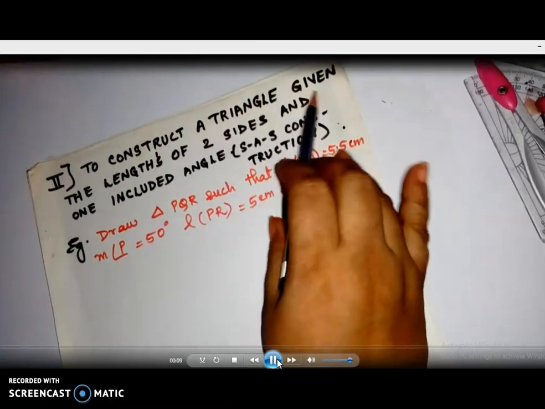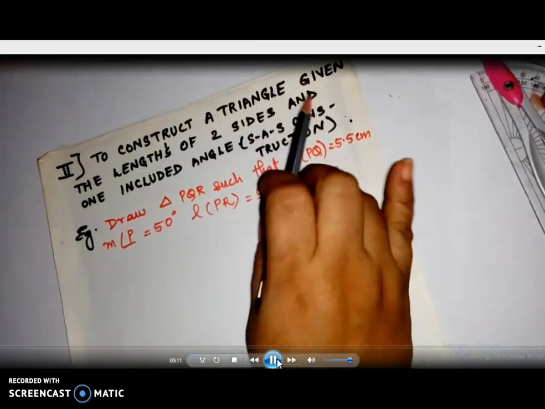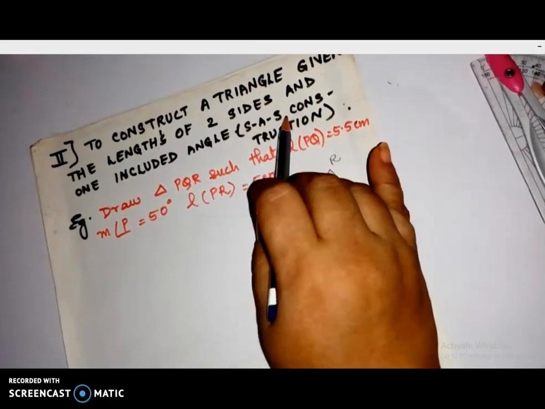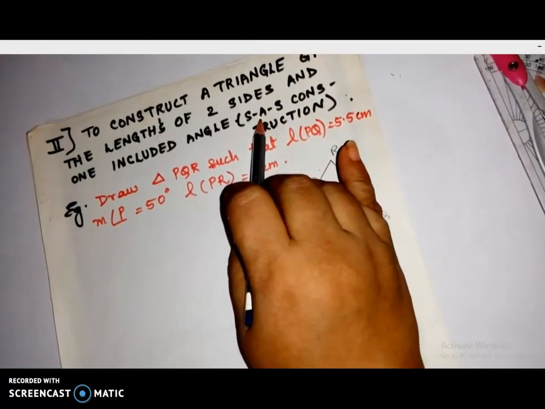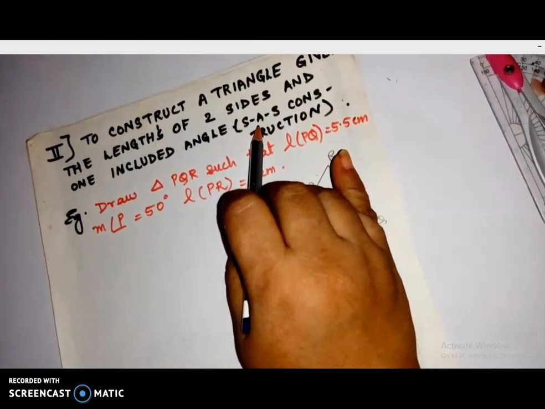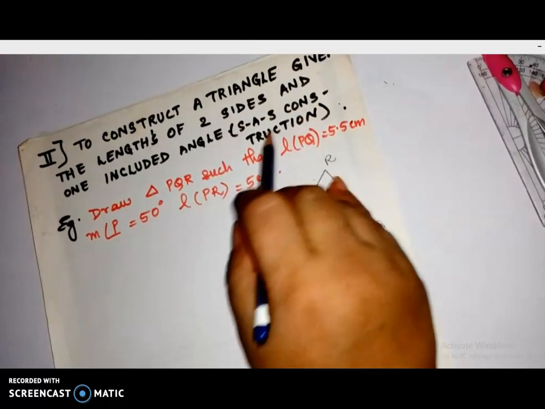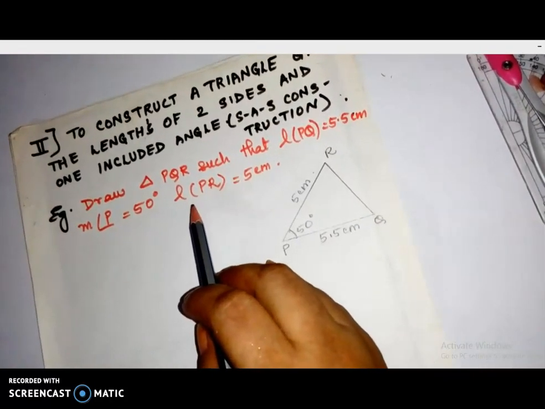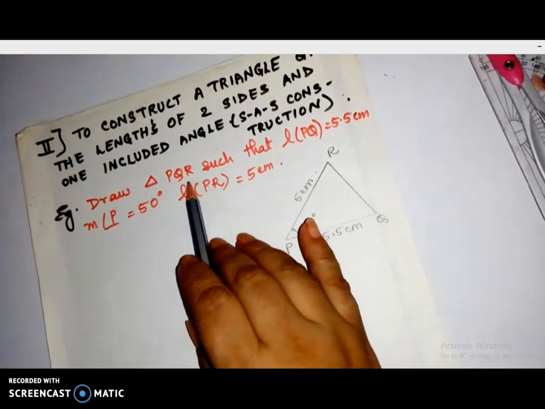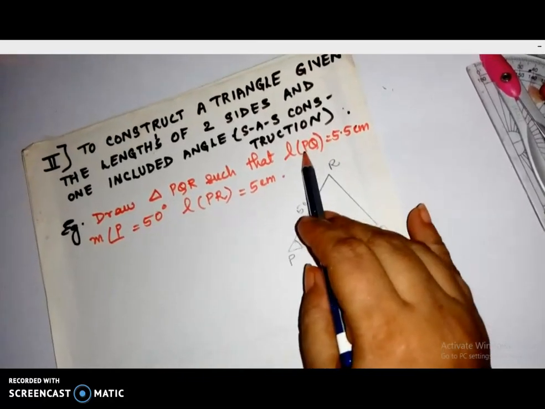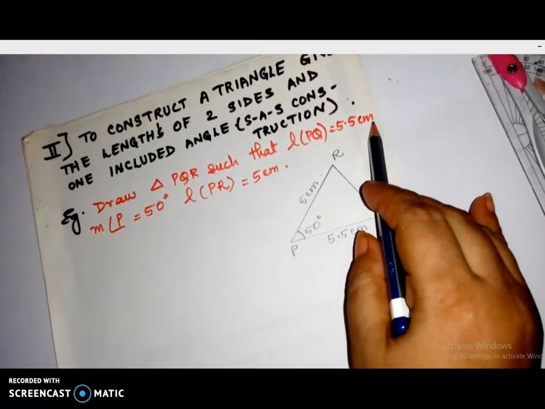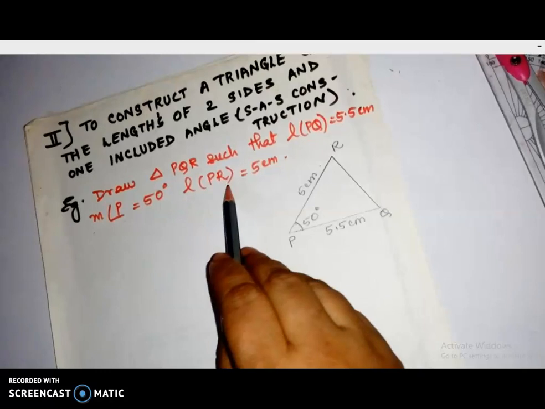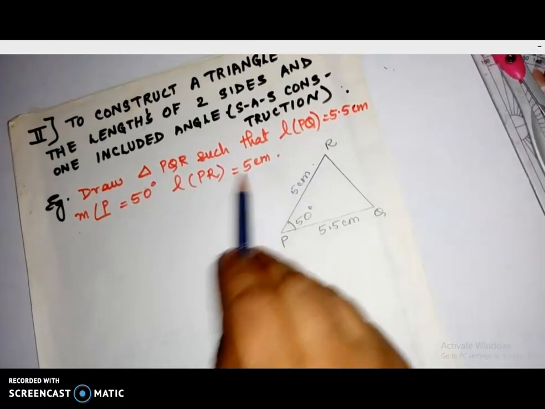To construct a triangle given the lengths of two sides and one included angle, that is two sides and the angle between the sides, that is called as an included angle. So this is an SAS construction. Let us take one example sum to understand this construction better. Draw triangle PQR such that length PQ is 5.5 centimeter. Measure angle P is 50 degree and length PR is 5 centimeter.